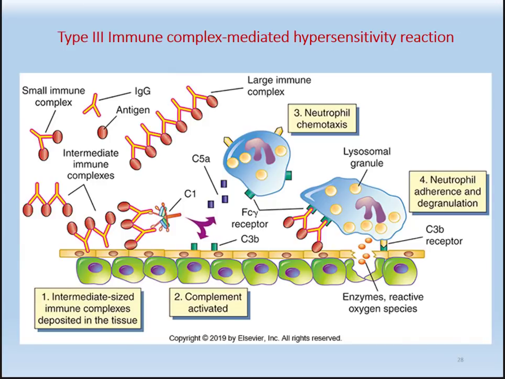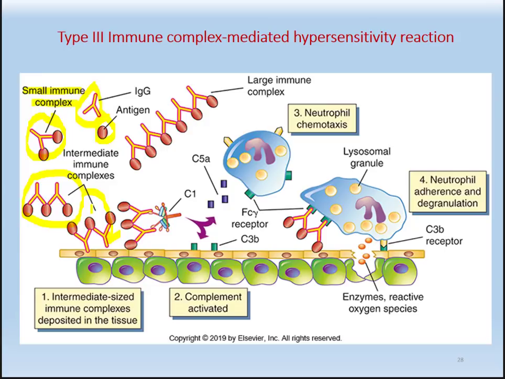Now on to the third type, which is immune complex mediated hypersensitivity reaction. When an antibody, represented by the Y, binds to an antigen, it forms what's called an immune complex. So this is an example of a small immune complex. They can bind with other immune complexes and form a larger immune complex. And so these can be circulating in the body and then deposit themselves in certain tissues.